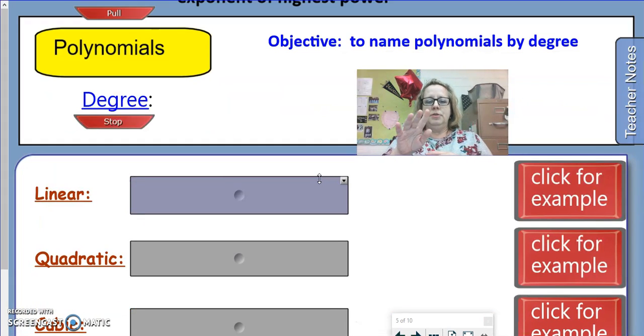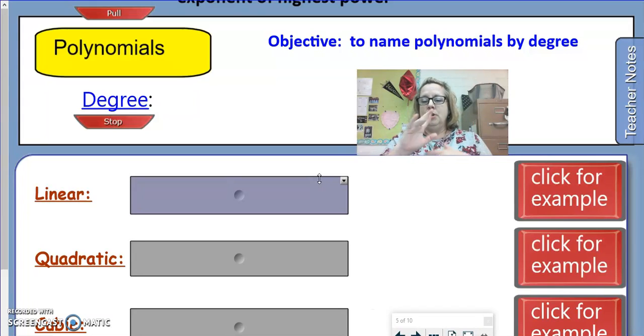So on this slide, we're going to talk about how to name polynomials by degree. I'm going to go ahead and show you this. You will really not have to name polynomials until next year or in 2 years, but I want to show you this so you know in case you see it. So polynomials can be named by their degree.